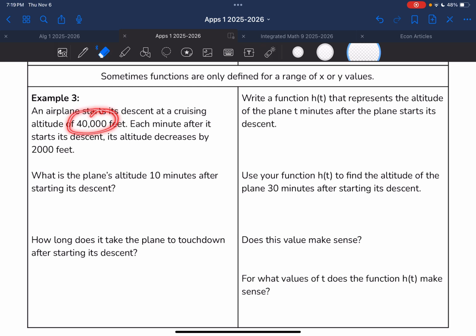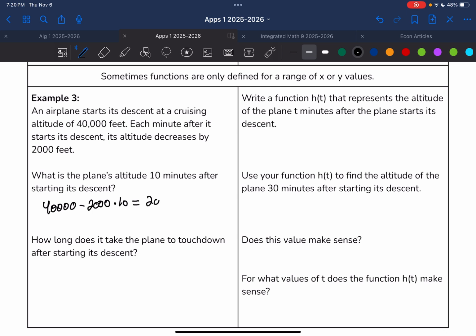Well, if it starts at 40,000 and decreases by 2,000 feet per minute over 10 minutes, that's going to be 40,000 minus 2,000 times 10, which is 20,000. So what's remaining is 20,000 feet. And then how long does it take the plane to touch down after its first descent? Well, if it's moving at a constant rate, after 10 minutes it's covered 20,000 feet. It means it's going to take another 10 minutes to cover the next 20,000 feet. So we know that the total time to descend we can write as 20 minutes.